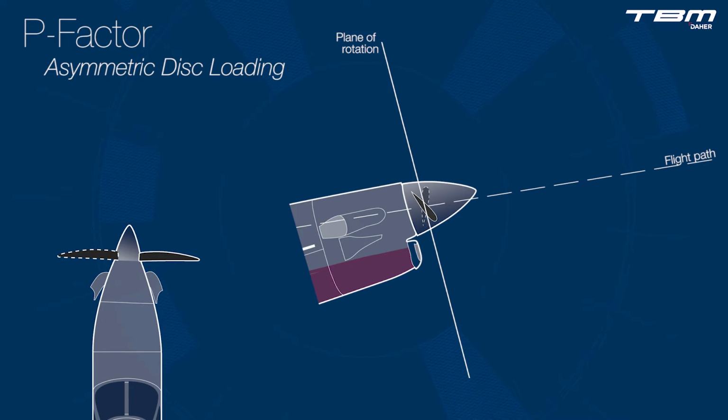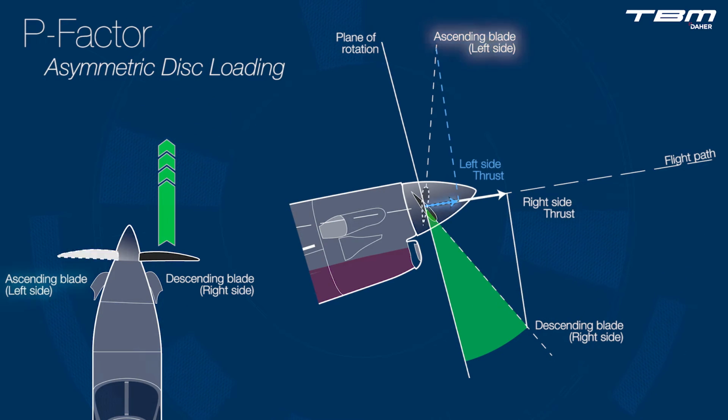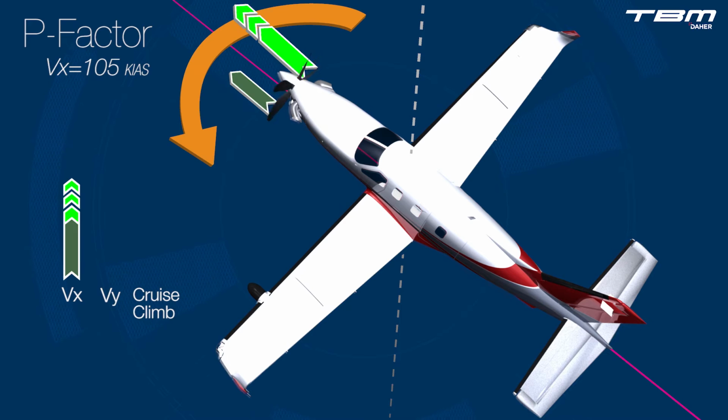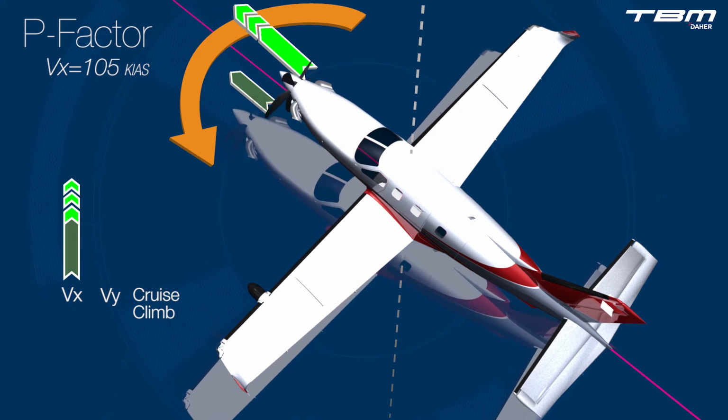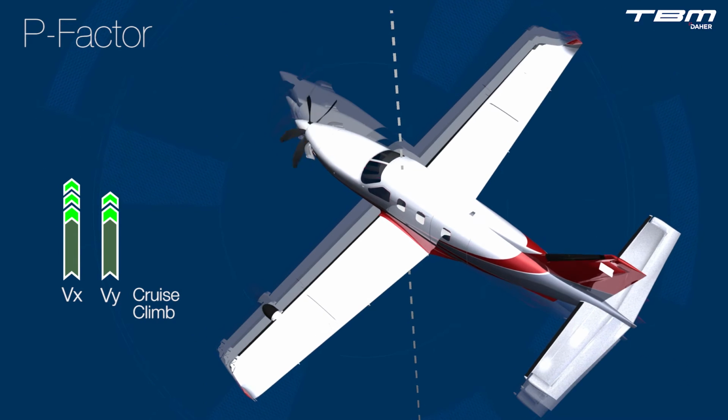P factor, also known as asymmetric disk loading, is a left turning tendency resulting from the descending propeller blade's higher angle of attack, which creates more thrust than the opposite, ascending propeller blades when the TBM is at high pitch attitudes. The left turning tendency is strongest at low airspeeds, such as during takeoff roll after the pitch-up rotation, and during steep initial climbs at low airspeeds, such as VX and VY.